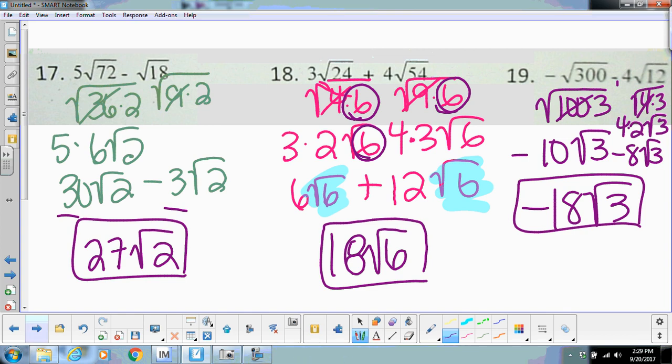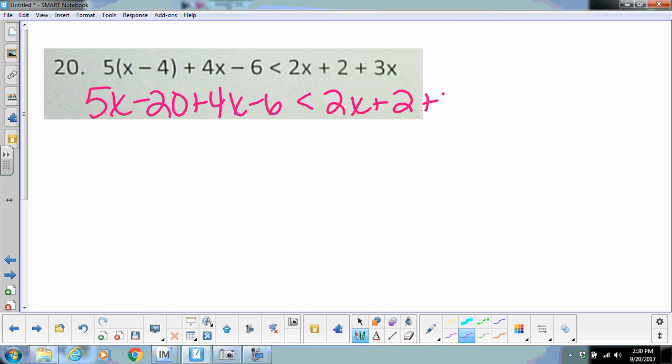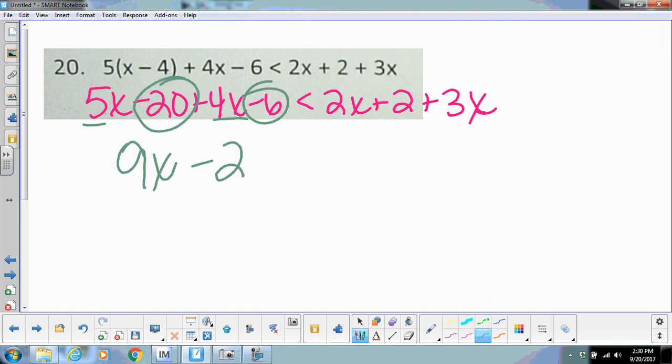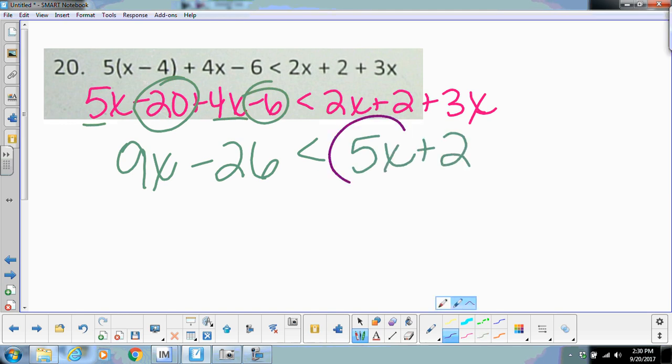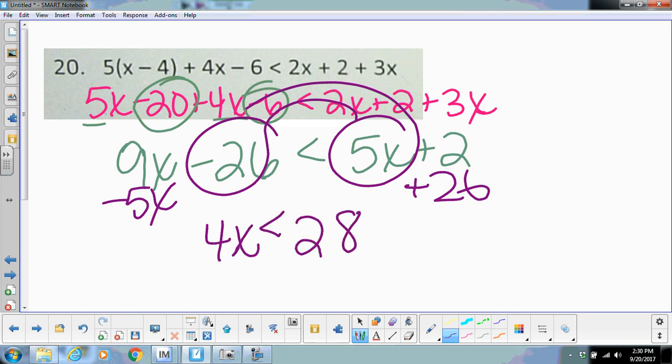Okay. The last one I'm going to work out is problem number 20. Combine your like terms here after you distribute. So that gives me 5x minus 20. Okay, so when I combine here, that's going to give me 9x minus 26 and 5x plus 2. Rearrange. Okay, so it's going to give me 4x is less than 28. And divide by 4, and x should be less than 7.